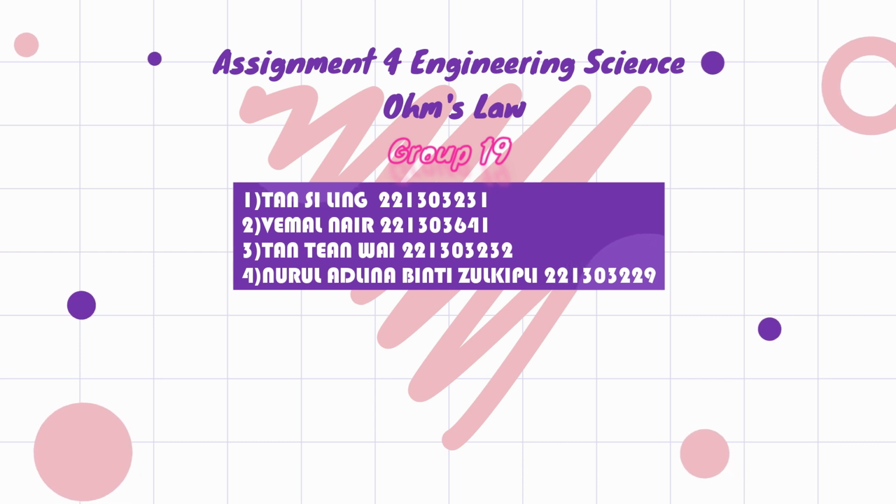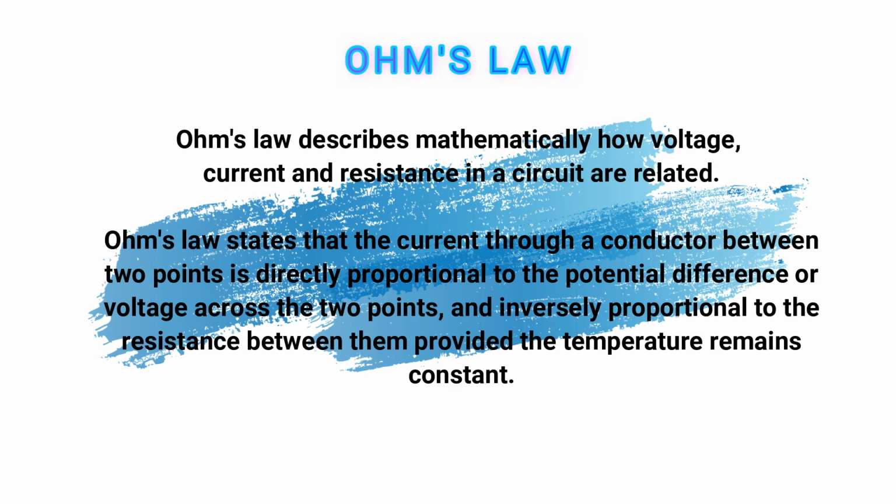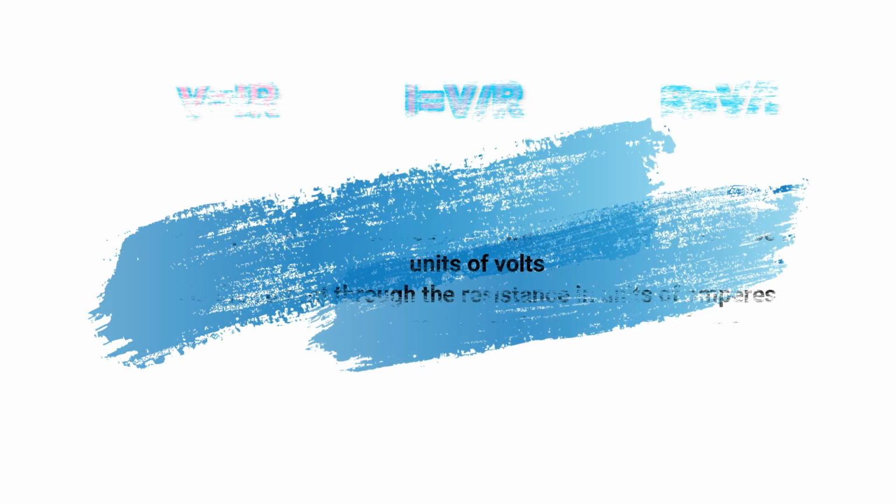Now we are going to demonstrate Ohm's law. Ohm's law describes mathematically how voltage, current, and resistance in a circuit are related. It states that the current through a conductor between 2 points is directly proportional to the potential difference, or voltage, across the 2 points and inversely proportional to the resistance between them, provided the temperature remains constant.